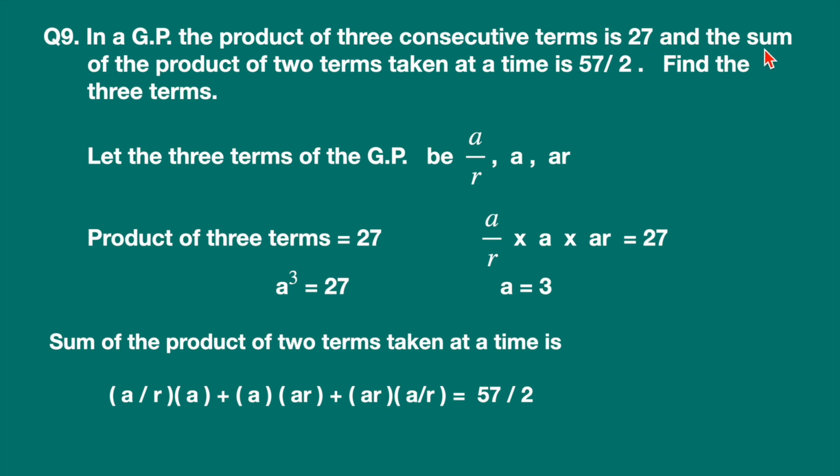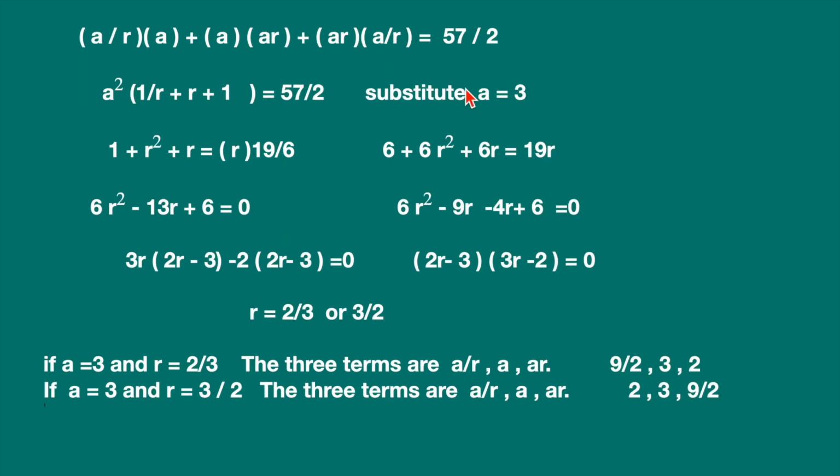What they have given is the sum of the product of 2 terms taken at a time. Let's take 2 terms at a time. So first 2 terms, A upon R into A plus A into AR plus AR into A upon R. This sum is equal to 57 by 2. So let's write it down. Now you only have to simplify this. See here, this will be A square upon R. Here also A square R. This is A square only. So here all 3 terms have A square. So I am taking it out as common. So A square into 1 upon R plus 1 plus R is equal to 57 by 2.